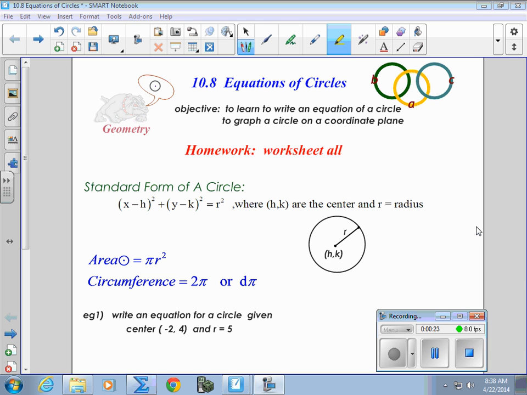Your homework exercises are the worksheet that Ms. Tesning has for you, if you'll work all of those.